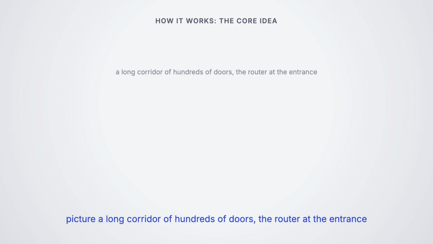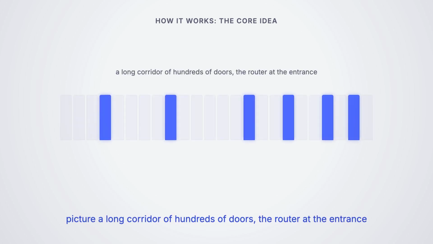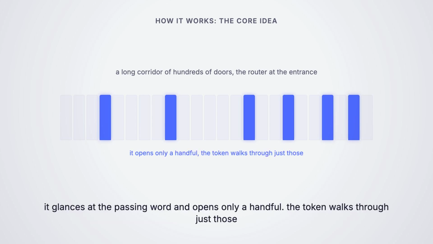Picture a long corridor of hundreds of doors, the router at the entrance. It glances at the passing word and opens only a handful. The token walks through just those and moves on.